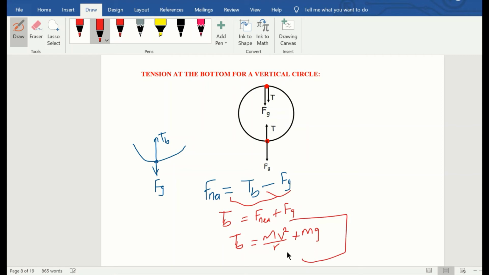As you can see right here, we added the net force to the weight. That tells you that the tension at the bottom is greater than the tension at the what? At the top. So here is how we can derive formulas for tension at the bottom.